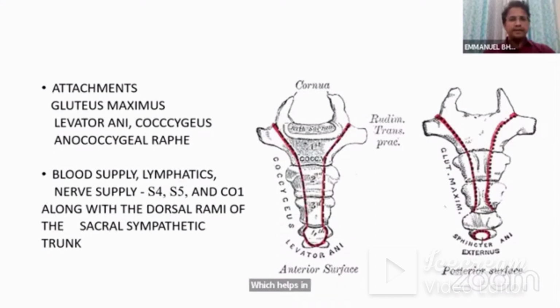The blood supply and lymphatics are similar to the sacrum, from the medial sacral artery and vein and the lateral sacral artery and vein. The nerve supply for the coccyx is through the coccygeal plexus, which is formed by S4, S5, and the coccygeal nerves, along with the dorsal rami of the sacral sympathetic trunk.